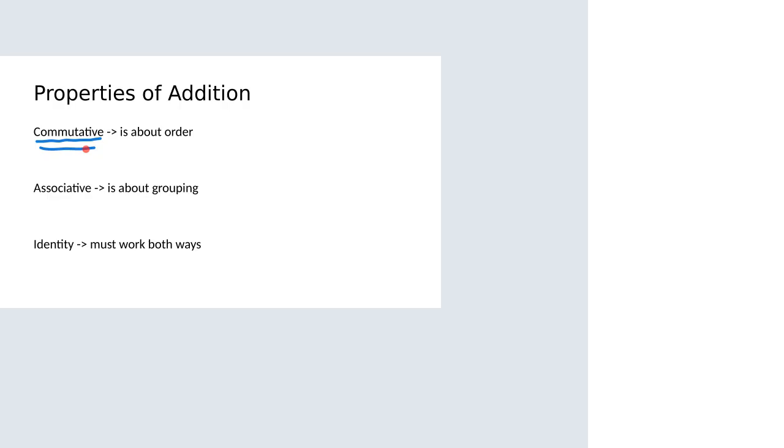The commutative property is about order. An example of that would be that 7 plus 3 gives us the same result as 3 plus 7. We can add those numbers in any order we want to. When we change the order of the numbers, but we're adding them, it doesn't change the result. Both of those are worth 10, so either one of those is just fine. The generic way that we're going to write this, just to state it as a property, is that A plus B is equal to B plus A. That's the commutative property of addition.